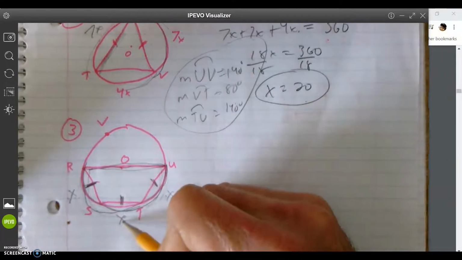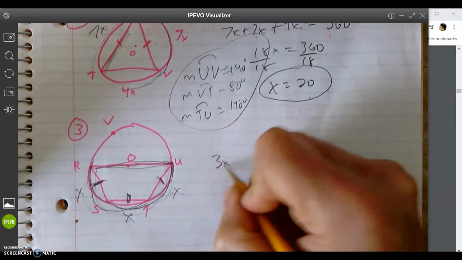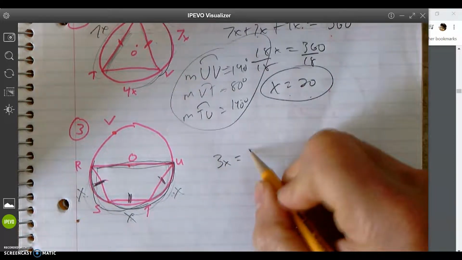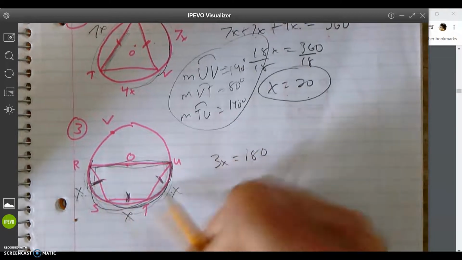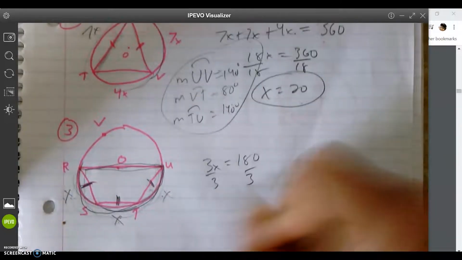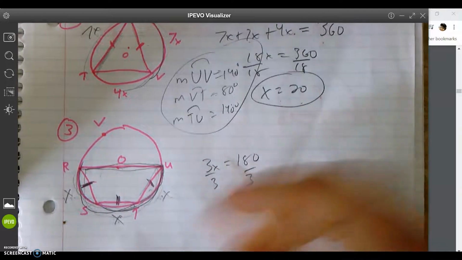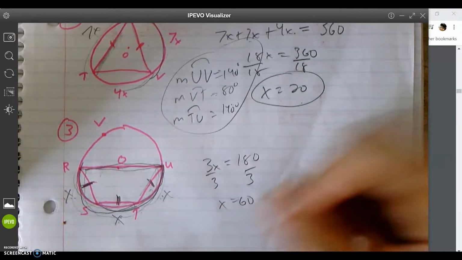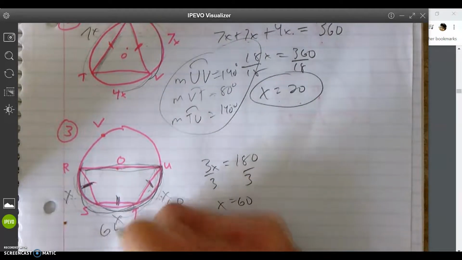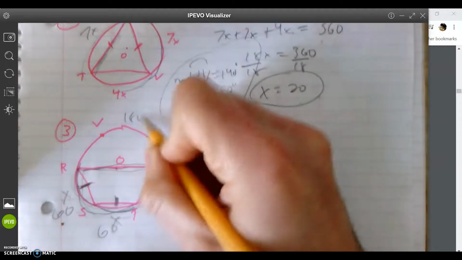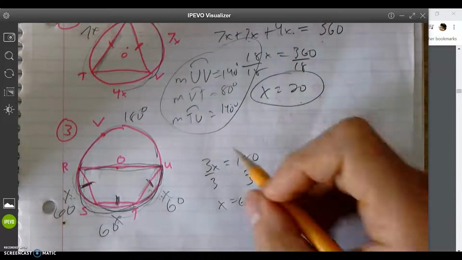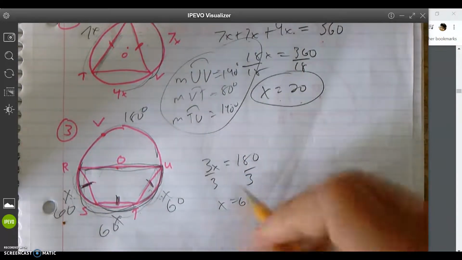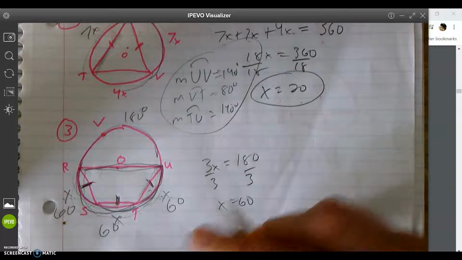So x, x, and x, so that would mean 3x equals 180. So essentially what I'm doing is I'm just dividing this 180 into 3 equal parts because all of these sides are equal. So that's x equals 60. So this is 60, 60, 60, and this is obviously 180 right here, which is the opposite side of the circle that completes it. And then you just put it in, you're good, okay?